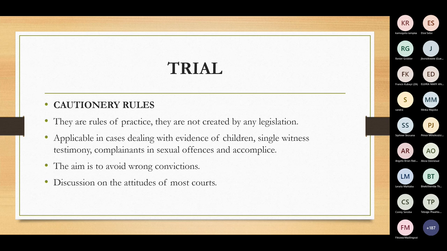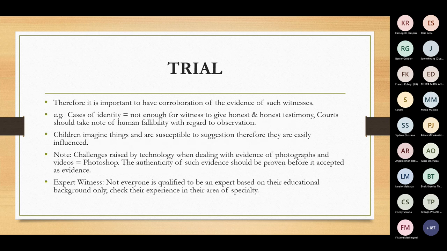Because of suggestion to children, you know, they can be easily influenced. Single witness, I've said corroboration. Complainants with sexual offenses, you would have to check the motive. And accomplice, you would have to check also someone who's a 204 witness. Maybe they just want to get scot-free, so you check on them. So it's therefore important with those type of evidence to get corroboration from other witnesses.